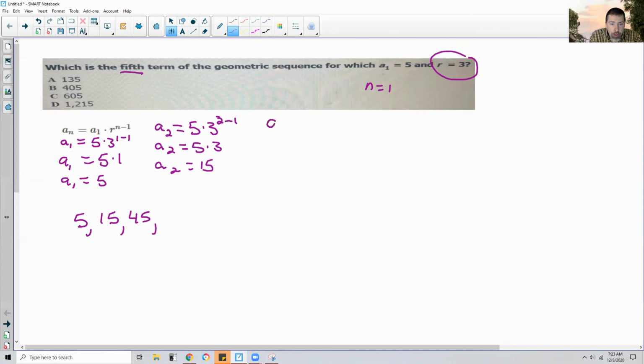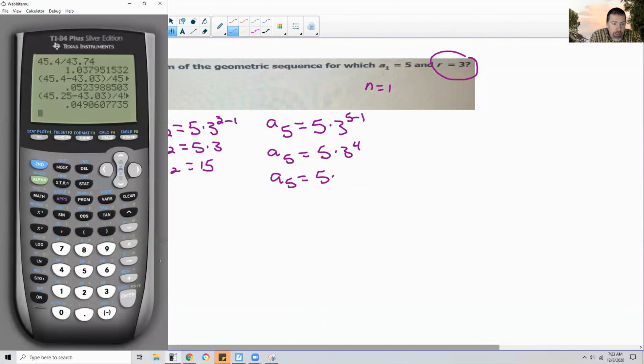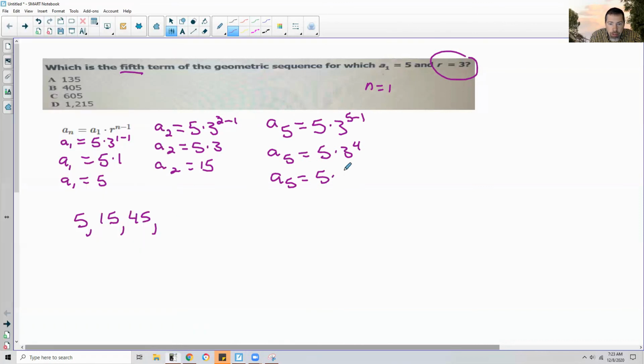Or you could just simply go a sub 5 equals my first term times my ratio to the power of n minus 1. So a sub 5 is going to equal 5 times 3 to the 4th power. And just to save time here, I'm going to take 3 to the 4th power. 3 times 3 is 9 times 3 is 27 times 3 is 81. So a sub 5 is going to be 5 times 81, and we are done.